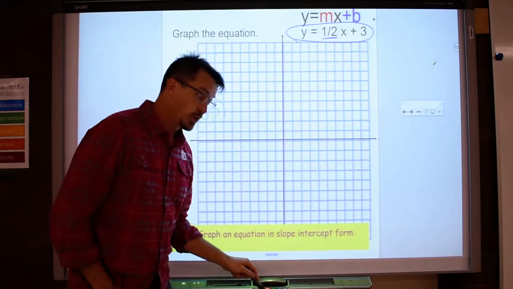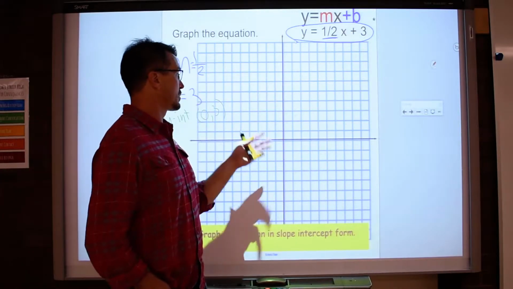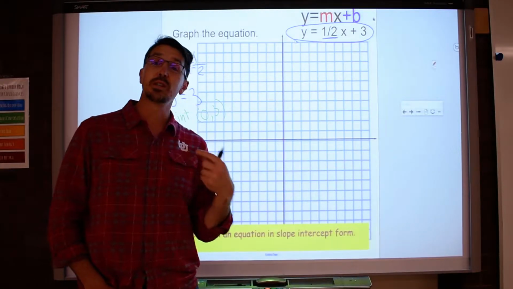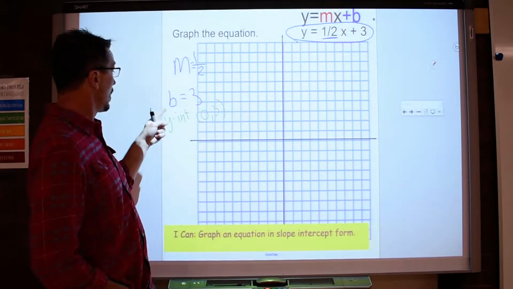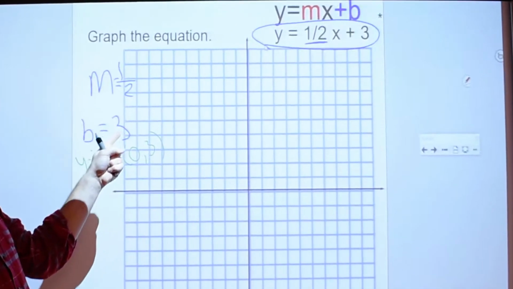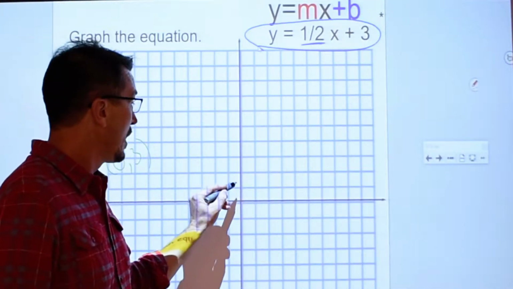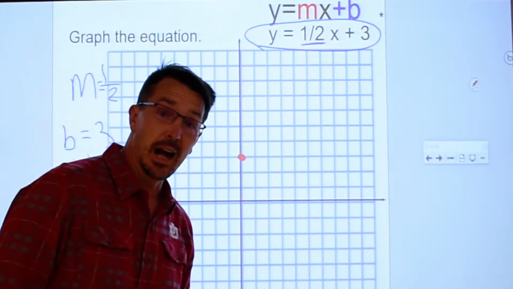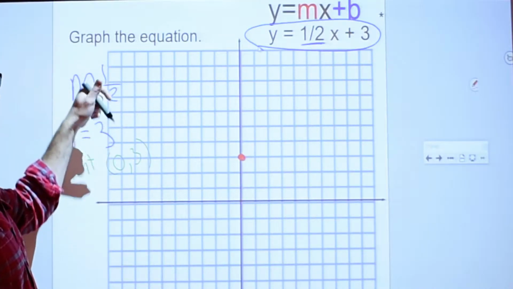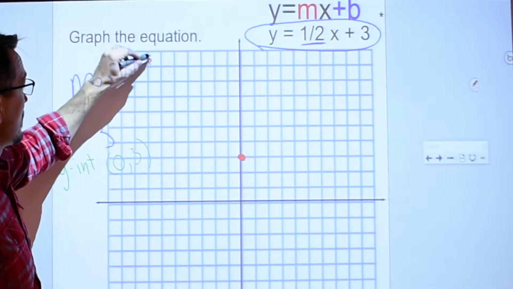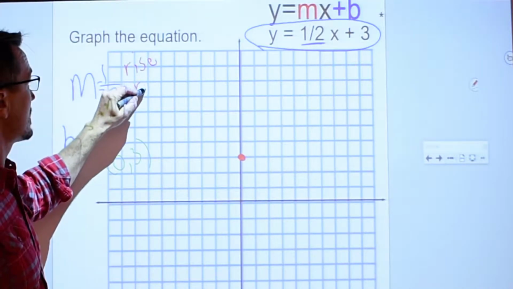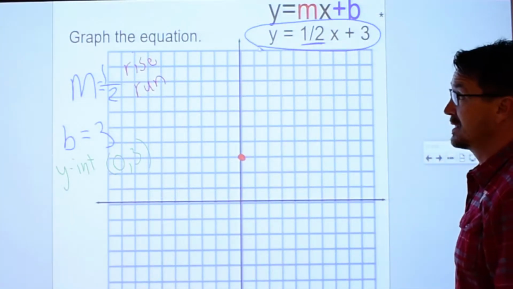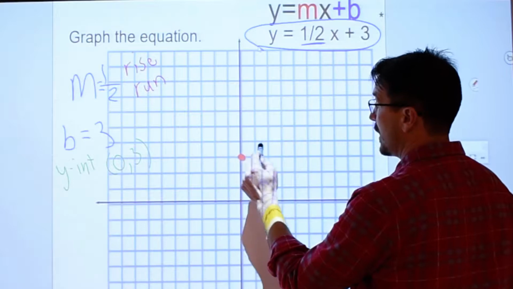So to graph, we can't just start with the slope because where would we start? We wouldn't know. We have to start somewhere, and where we start is at the y-intercept because we know that. We know the y-intercept is 3, which means we're going 0, 1, 2, 3. Here's where we start our equation. Now next, our slope is 1/2, so our rise is 1 and our run is 2. These are both positive, so it's going to be a positive rise of 1 and run of 2.